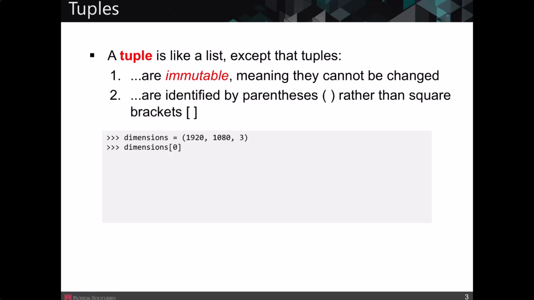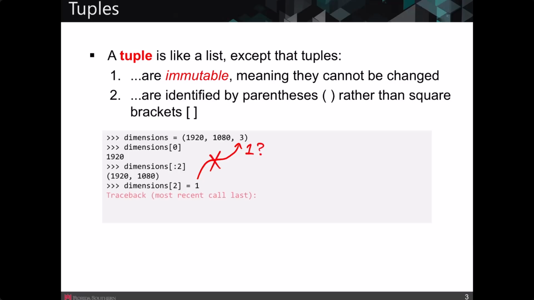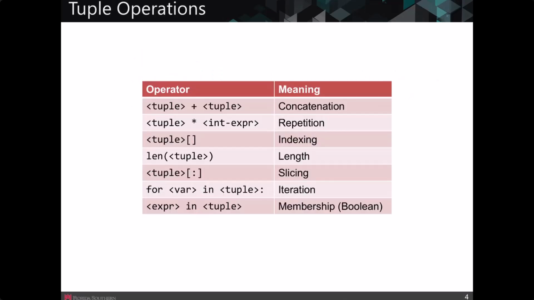An important idea here is that we can index a tuple like we would a list. So in this case, the first element at index 0 is 1920. We can also slice them like we would lists, but we can't change them. So if I try and reassign the value 1 to dimensions at 2, what I'm trying to do is to replace the 3 here with a 1. So the question is, can we do that? And the answer is no. This is the error that we would receive. Here are the operations that can apply to tuples.